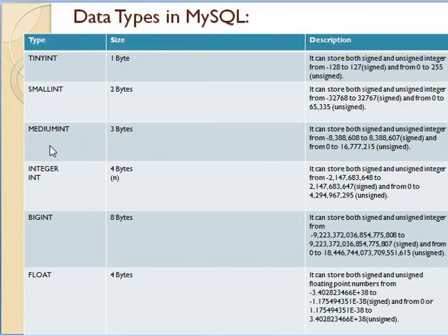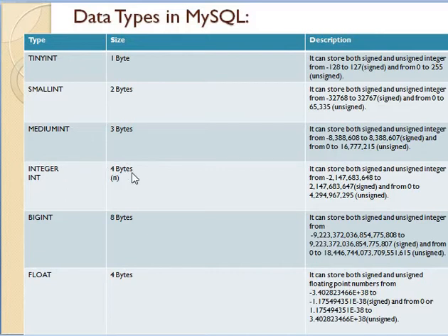Then come below, see the data type mediumint. Its size is 3 bytes, which is slightly larger than the size of smallint and tinyint. It can store both signed and unsigned integers from -8388608 to +8388607 as signed, and from 0 to 16777215 as unsigned.